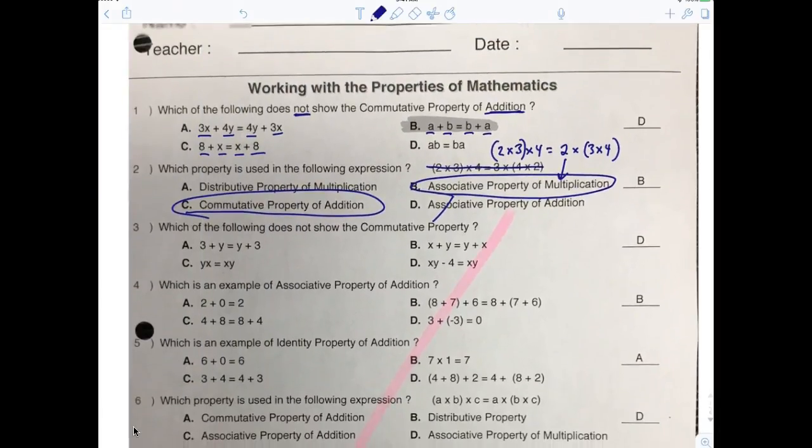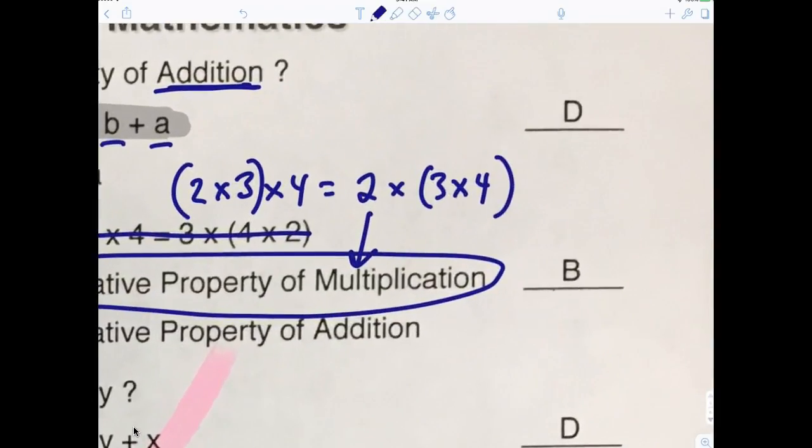All right, let's look at number 3. What is associative? It's how you're grouped. In other words, look right here. You're going to do 2 times 3 first, and then you're going to multiply your answer by 4.